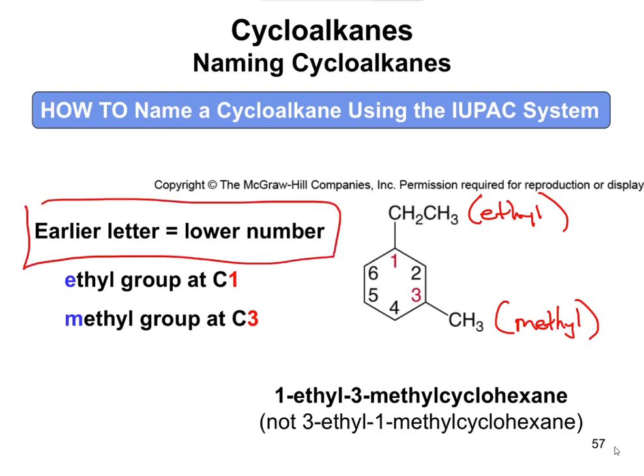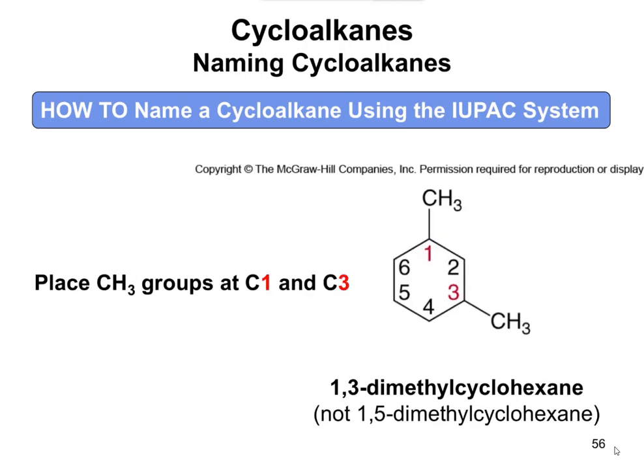Alphabetical order. Earlier letter, lower number. So ethyl goes before methyl. So this one would be 1-ethyl-3-methylcyclohexane. All right, so now let's go back.